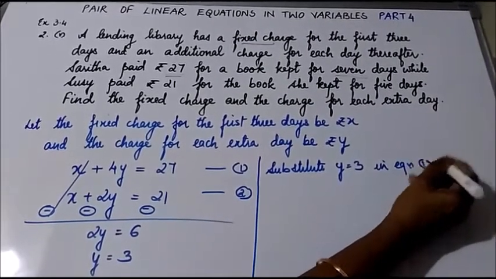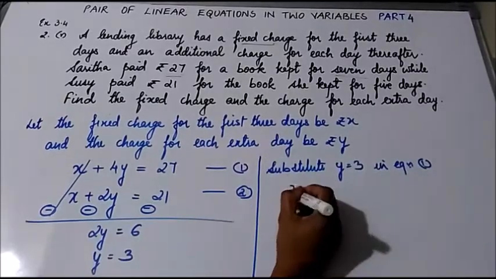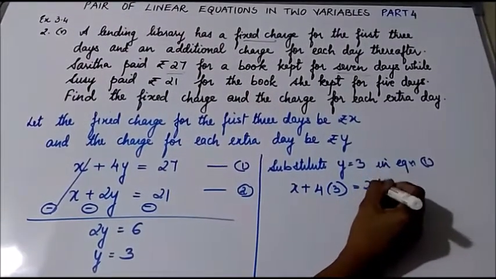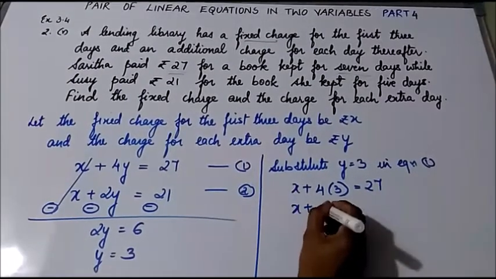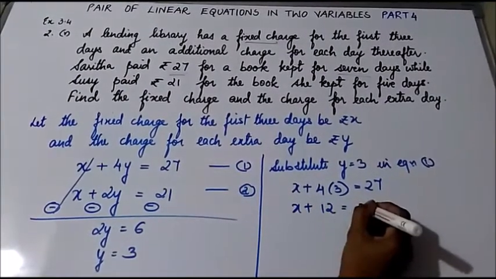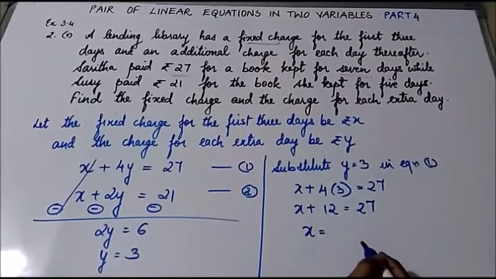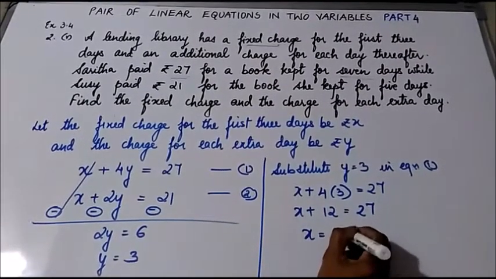What do you get here? It is x plus 4y, that means 4 into 3, is equal to 27. That will come x plus 12 is equal to 27, x equal to 15.